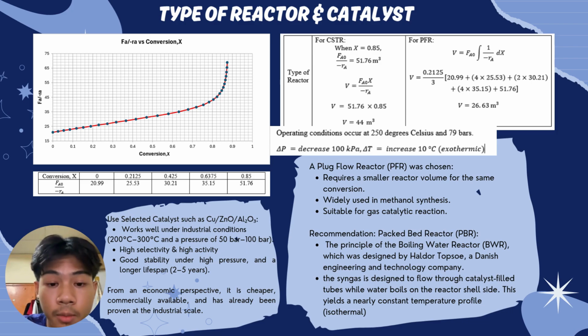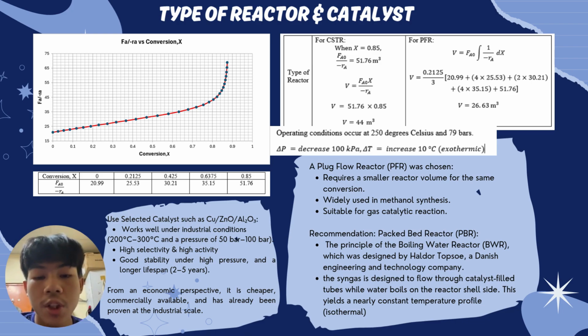For PFR, we use the formula V equal to FA naught times the integral of 1 over negative RA dX. I use Simpson's rule, which utilizes 5 points, as you can see on the slide, where the points of X and the value of FA naught over negative RA for each point. I substitute the values and we got the volume for PFR is 26.63 meter cube.